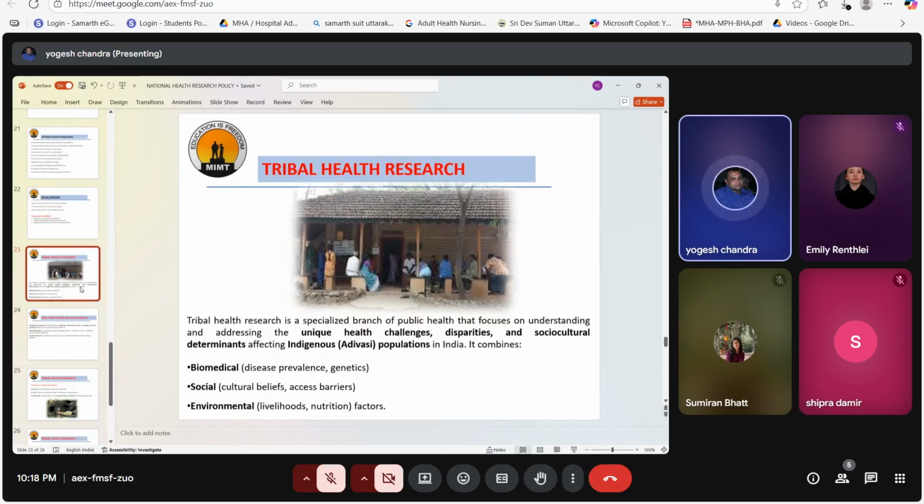तो ये बहुत सारी प्रॉब्लम होती है जो ट्राइबल एरिया में होती हैं. Then we talk about this biomedical disease prevalence, genetic, social, a lot of cultural belief, access barriers. These are all the peculiar problems of the tribal health research. Then environmental livelihood, unka jo living condition hai, that is a different kind. Nutritional factors, sometimes they are surviving only on the local food, which may be deficient in some micronutrient or some kind of protein and all that kind of thing. So ये सारे issue tribal उसमें होते हैं.